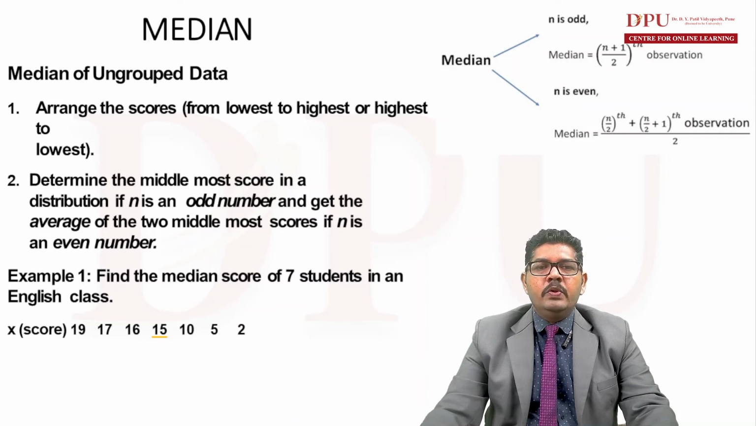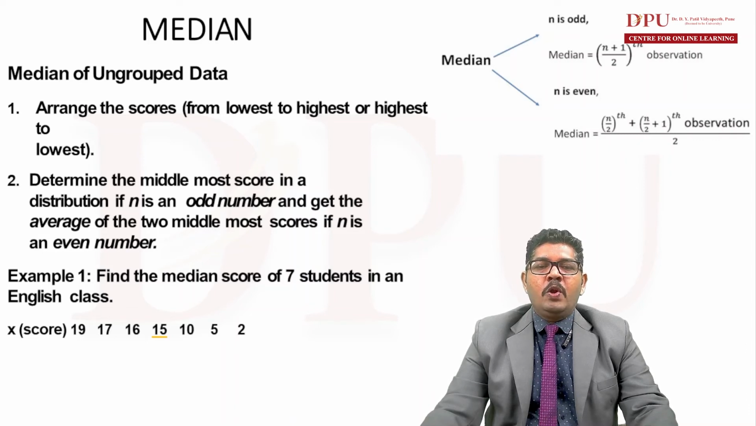These are the steps involved in calculation of median for ungrouped data. First of all, we need to arrange the scores from lowest to highest or highest to lowest, the numerical data, in ascending or descending order. In the second step, determine the middlemost score in the distribution if n, the number of observations, is an odd number, and we get the average of the two middlemost scores if n is an even number.